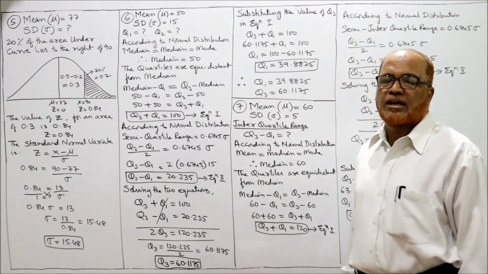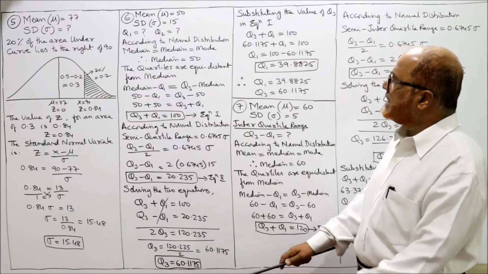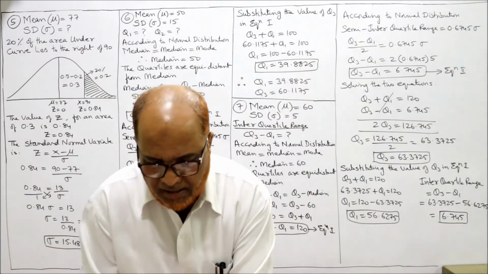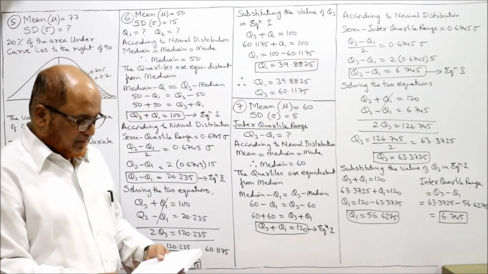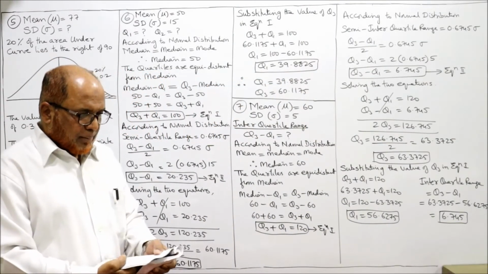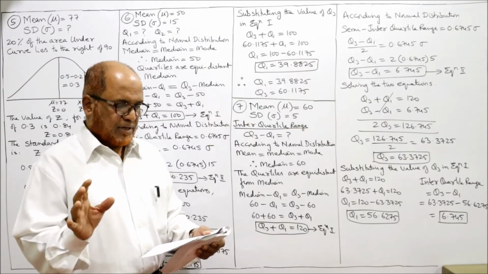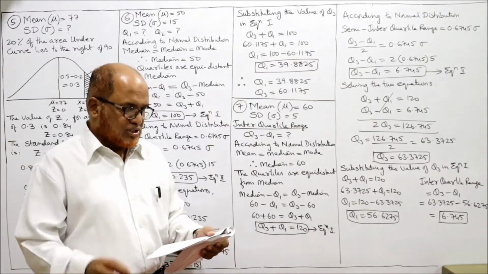Solving the two equations we can get the value of Q1 and Q3. That's it. So we have completed the sixth problem. Now students, see the next problem, the seventh problem. The mean and standard deviation of a normal distribution are 60 and 5. Mean is 60, standard deviation is 5.